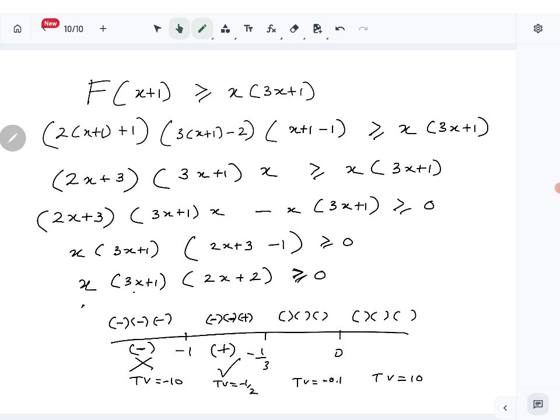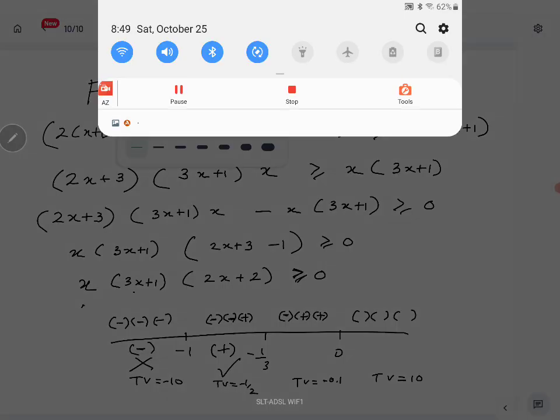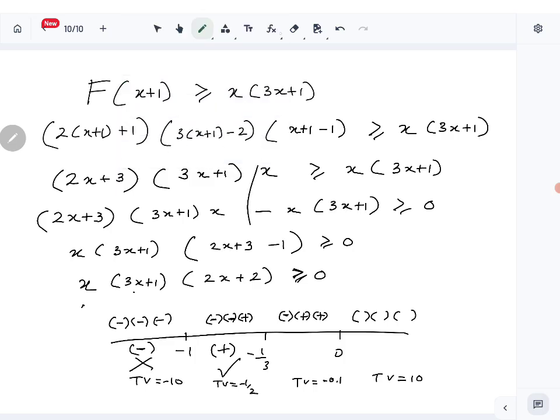Then let's look at the third interval. I am substituting minus 0.1, minus, plus. Next one is plus. Second bracket is plus. Third bracket is also plus. So then minus into plus is minus, then minus into plus is again minus. So this one is minus, which we don't want. Last one is 10. So all three brackets become plus. So the total is plus. So that is what we want.